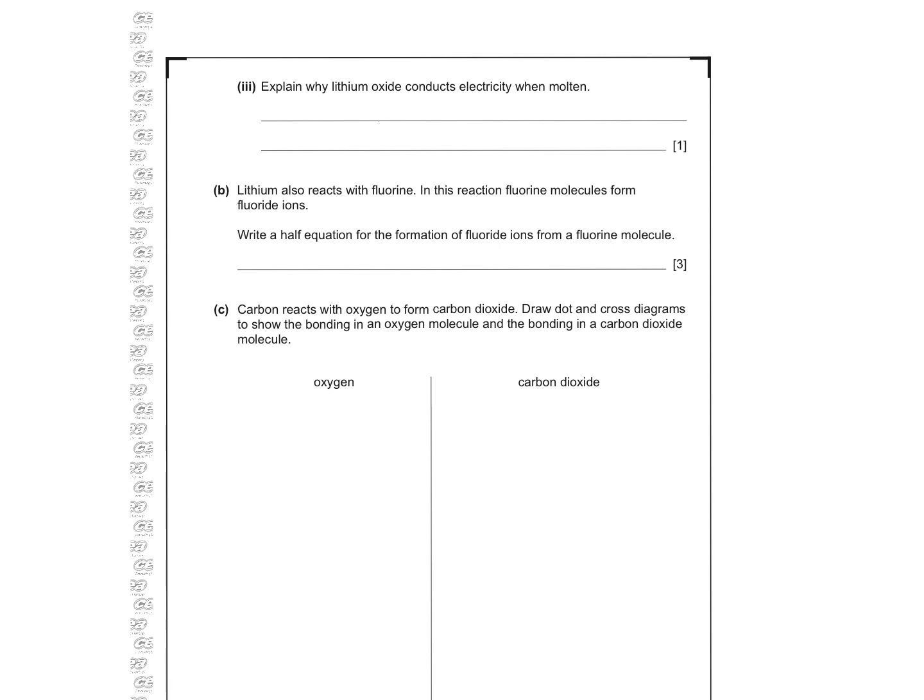So explain why lithium oxide conducts electricity when molten, and this applies to any ionic compound, and it has to do with the ions. The ions can move and carry charge.